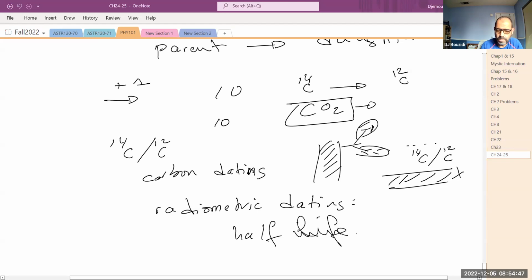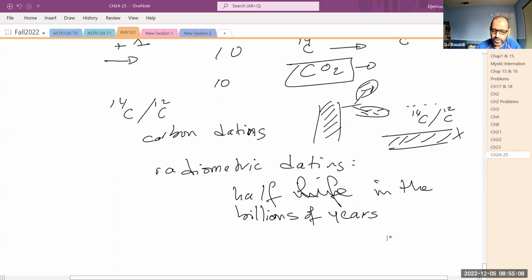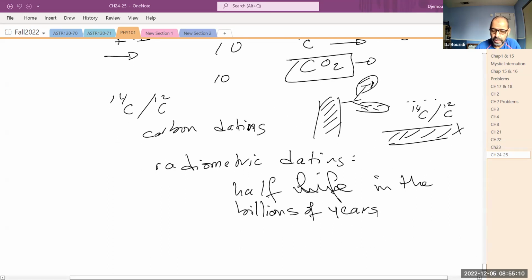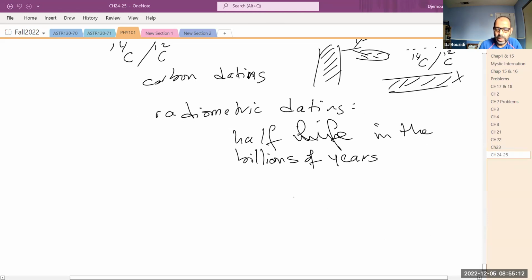Obviously, this process is used for a lot longer dating, a lot longer than the carbon method. And this is how we determine the age of the solar system and that of the Earth to be about 4.5 billion years old.